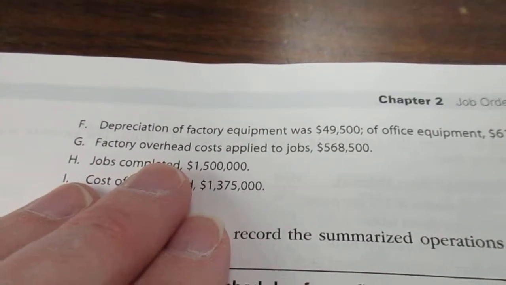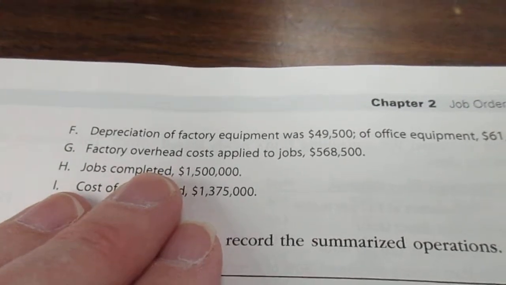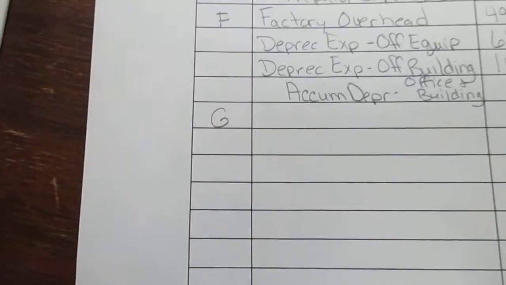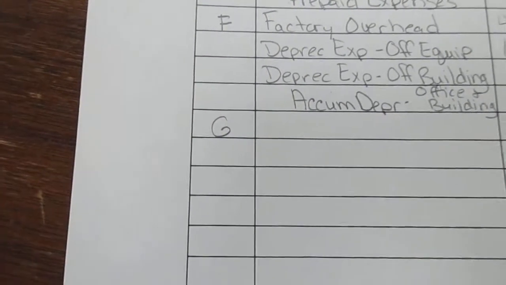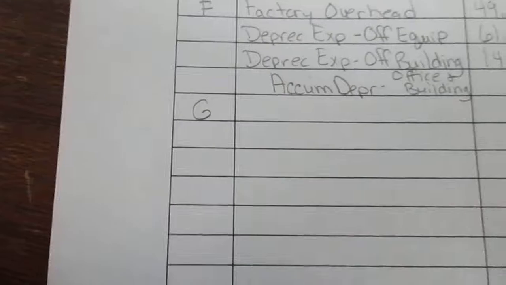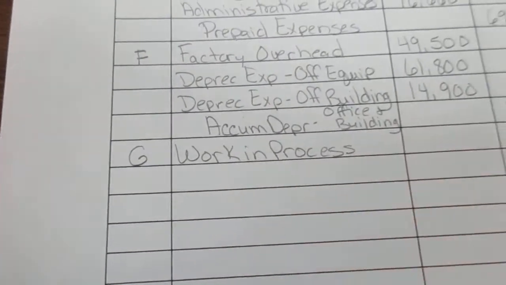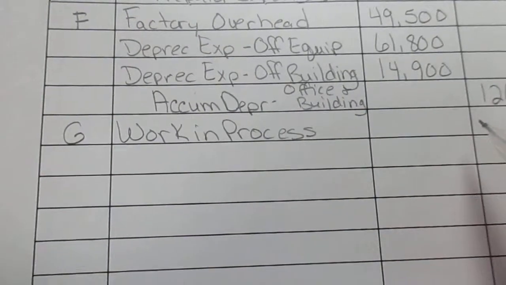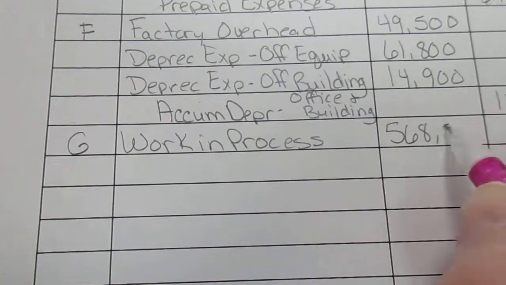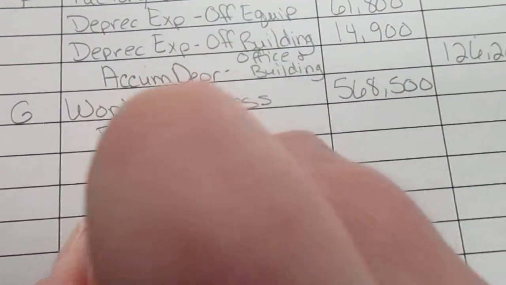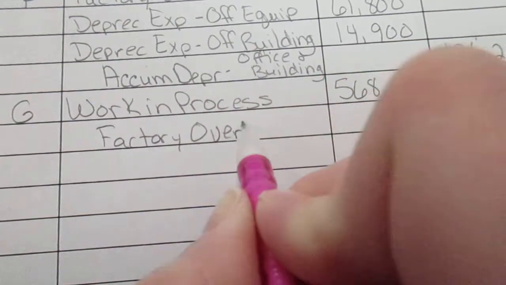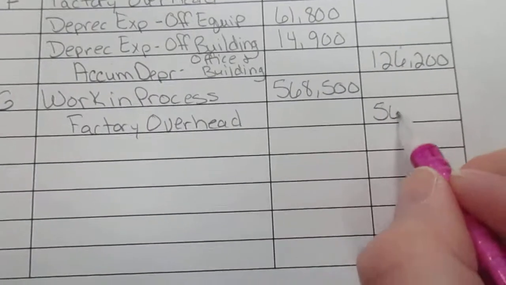Okay, letter G, factory overhead costs applied to jobs, 568,500. So again, factory overhead cost applied to jobs. They took whatever was in that factory overhead account and they've moved it to apply it to specific jobs. So we're going to take money out of the factory overhead account and put it into our work in process account, just to move it from one spot to another to show that this amount of money has been applied to specific jobs. It tells us that the amount we're moving is $568,500. So since we're moving it out of factory overhead, we're going to credit factory overhead for $568,500.